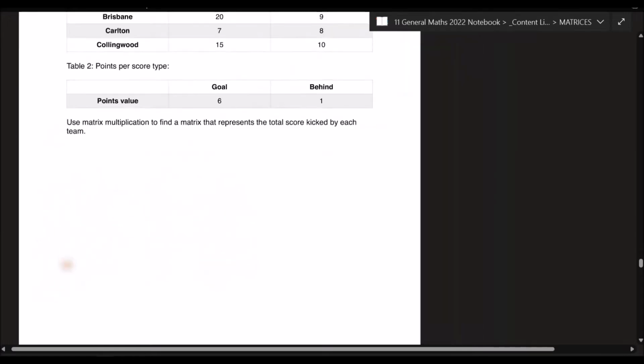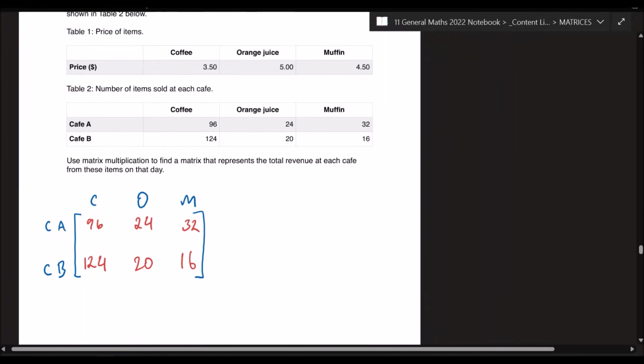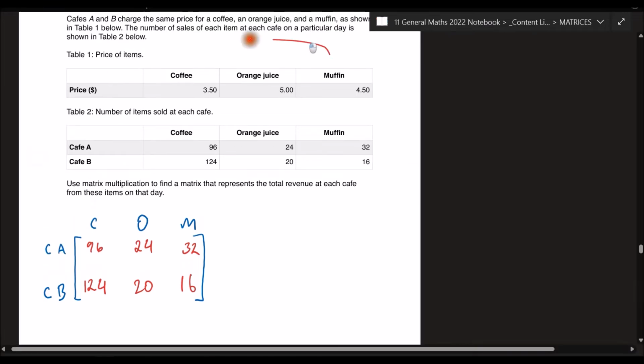Now the other matrix that I'm going to represent is this top one. Because we're trying to multiply, you might be tempted to think about what order of matrix I should make this. You might think it's a 1 by 3. So let's try that. I'm going to put that in: coffee, OJ, and muffin. But what's wrong with this matrix here?